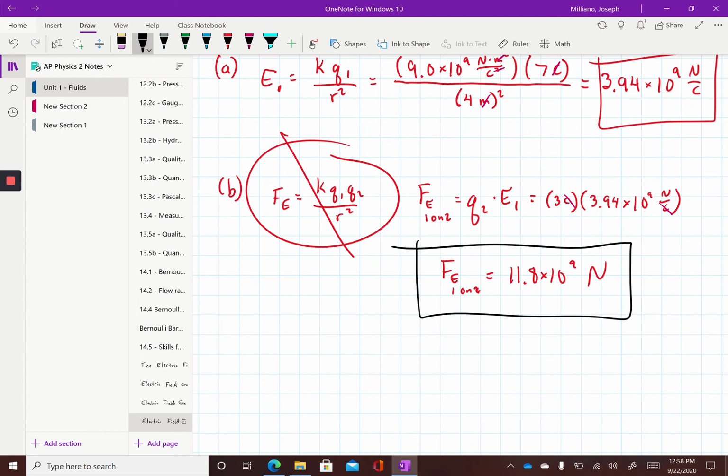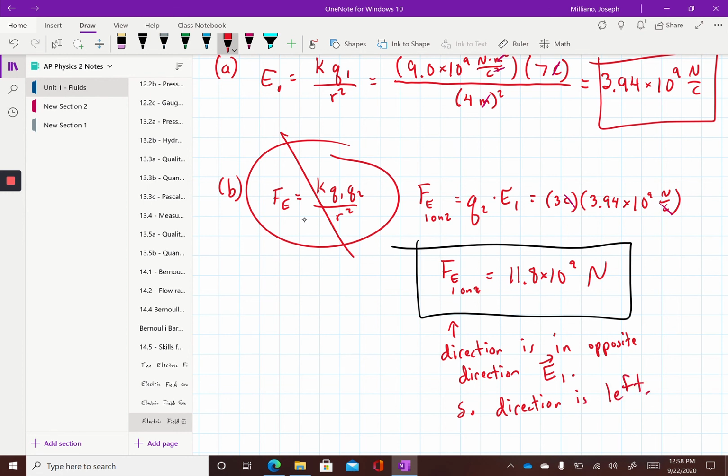All right, so that's the idea. And then the electric force, in which direction is it for a negative charge? So the direction is in the opposite direction of the electric field due to charge 1. So the direction is left. So it's to the left.